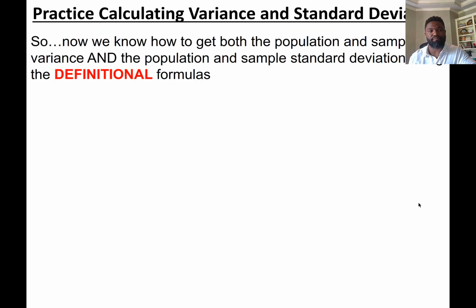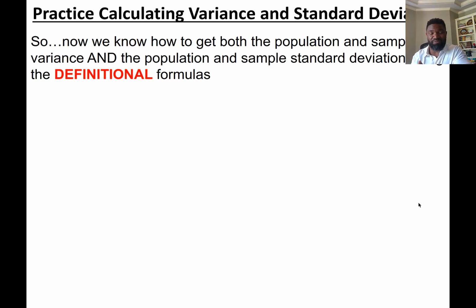I think we are. So now we know how to get both the population and sample variance and the population and sample standard deviation using those definitional formulas. Now, the definitional formulas are fine, right? We can use those, but they are cumbersome and they take a lot of time and there's a lot of places to make mistakes, right? If you mess up one of those deviation scores or if you don't square something right, then it messes up the entire thing. So there's lots of places where you can go wrong. And it just takes more time.